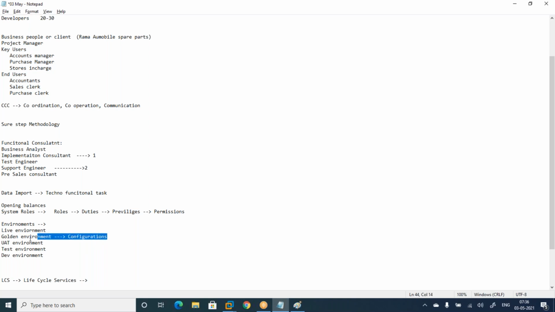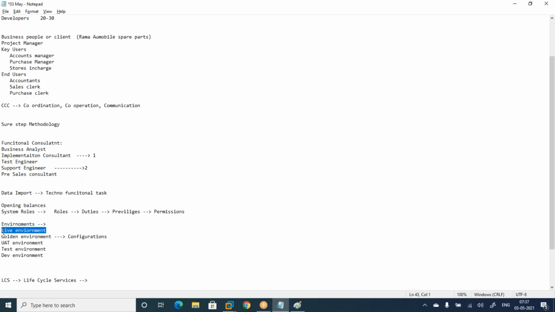So you mean in the golden environment, there won't be any transaction performed? Yes. It is an environment only for configuration setups. If they want to verify the configurations, for example whether product receipt is enabled or not, the checkbox, post product receipt in ledger, whether it is enabled or not. In the live environment or in the UAT environment, people may make changes. Am I right? There is a chance. But live is a production environment, right? That you can go and check.